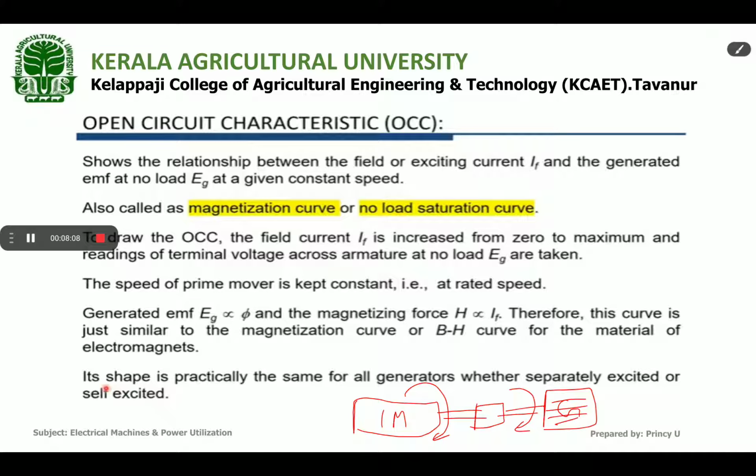or in a self excited generator, and by changing the resistance we also produce more excitation and field current will be increased. So if the field current increases, the magnetization curve produced will be proportional to the flux. Because we know that Eg is proportional to flux. So the curve will be almost like this. Okay.